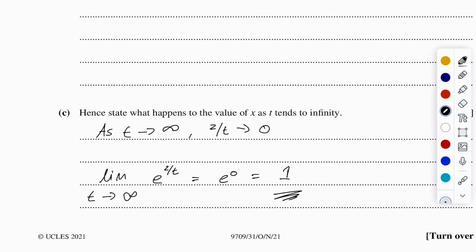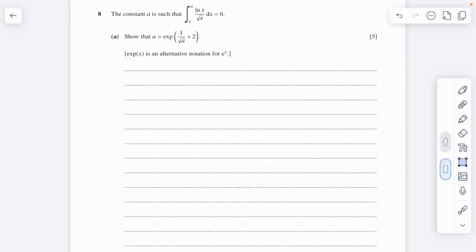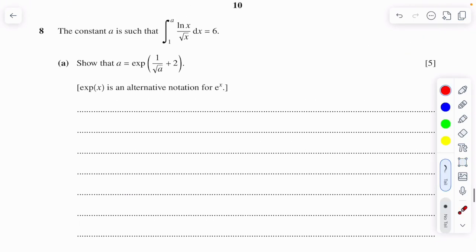So the value of x equals e to the power of 2 over t is going to just tend towards 1. Alright guys, now for number 8 we've got the following question. The constant a is such that the integral of ln x over root x dx between 1 and a is equal to 6. And it wants us to show that a is equal to e to the power of 1 over root a plus 2. So the way we go about doing this is we're going to say this.